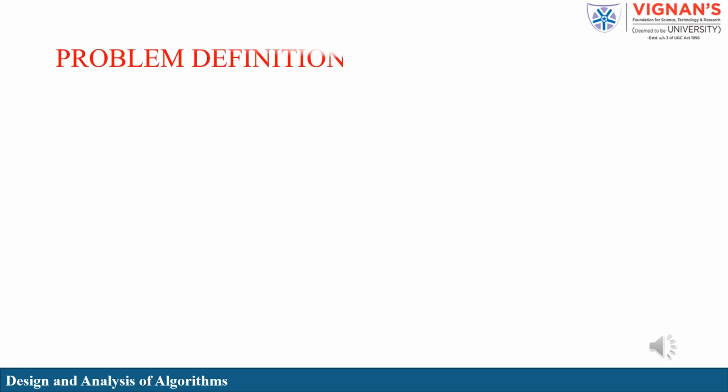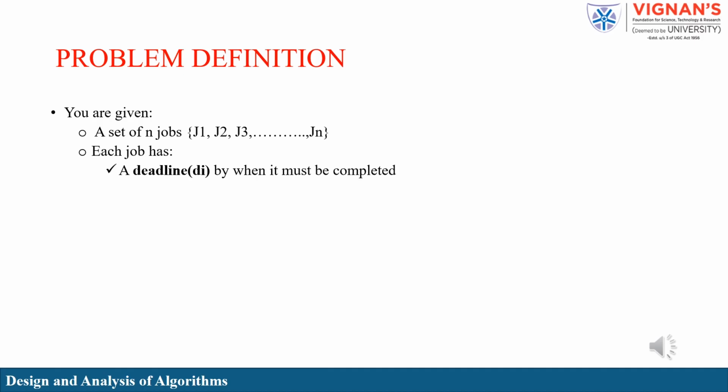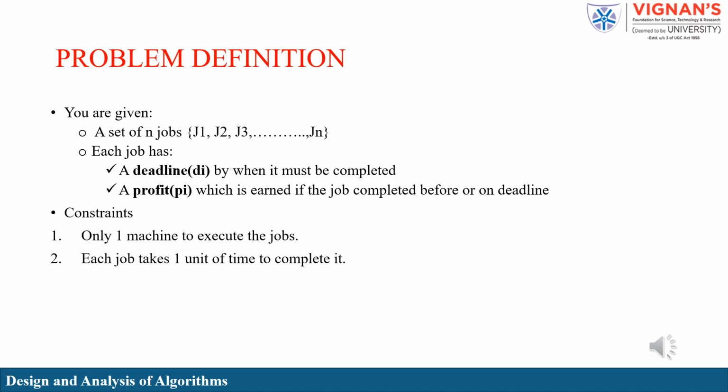Problem definition, brief script. We are given a set of n jobs, J1 to Jn. Each job has two important values: a deadline by which it must be completed, and a profit that is earned only if the job finishes on or before its deadline. There is only one machine, and each job needs exactly 1 unit of time to complete. Because not all jobs may fit within their deadlines, the goal is to select and schedule the jobs in such a way that the total profit is maximized.